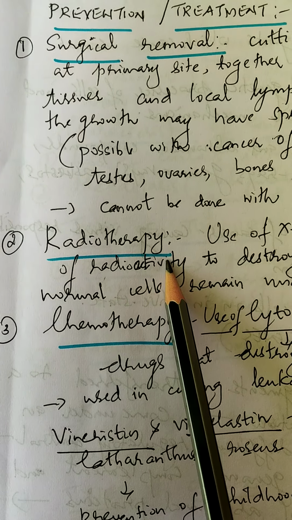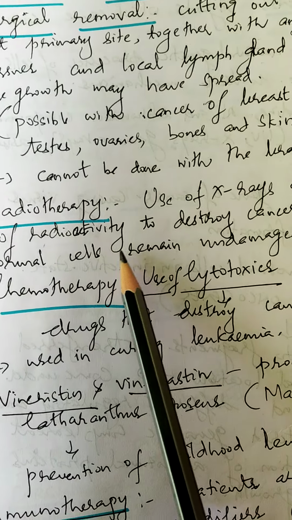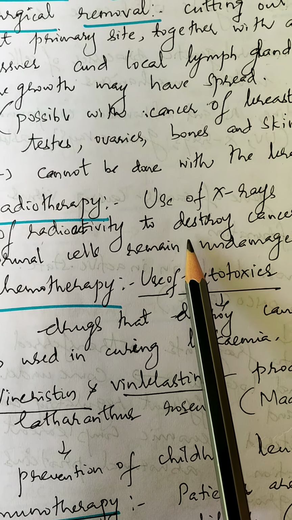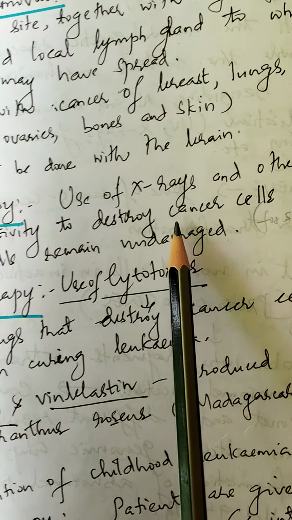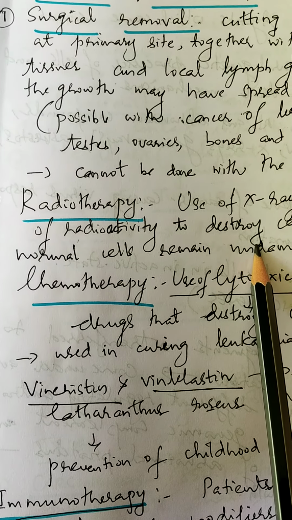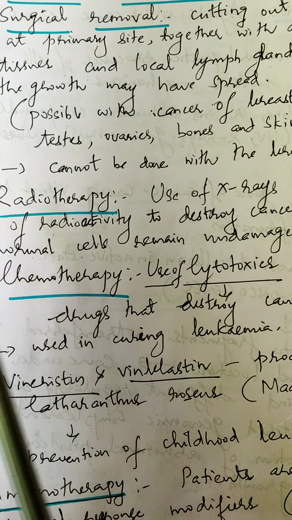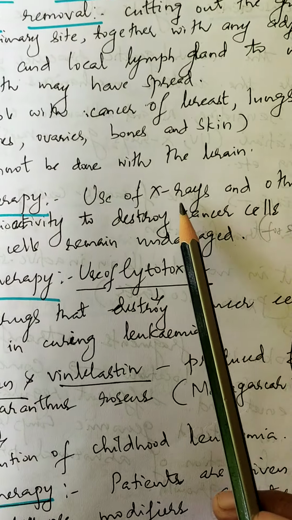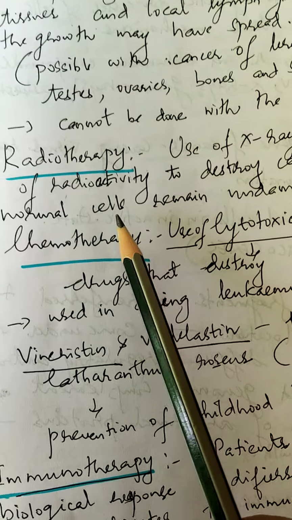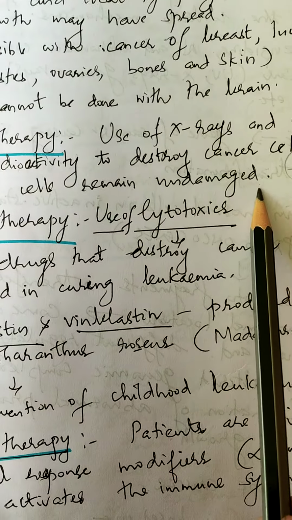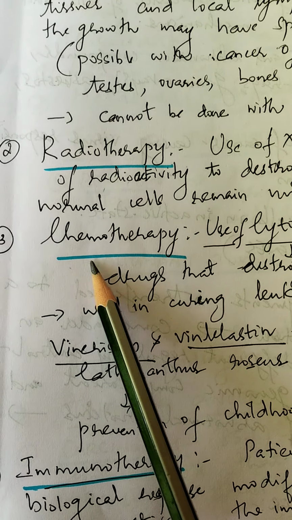Second one is radiotherapy. This uses radiations, use of X-rays and other forms of radioactivity to destroy the cancer cells. We know that the cancer cells are susceptible to low levels of radioactivity, but our normal cells are not. So radiotherapy uses that particular principle. Radiotherapy uses X-rays and other forms of radioactivity to destroy the cancer cells, but the normal cells remain unchanged or undamaged.